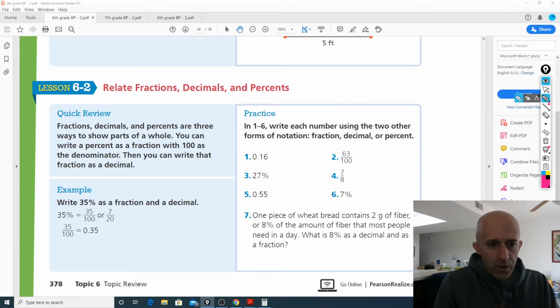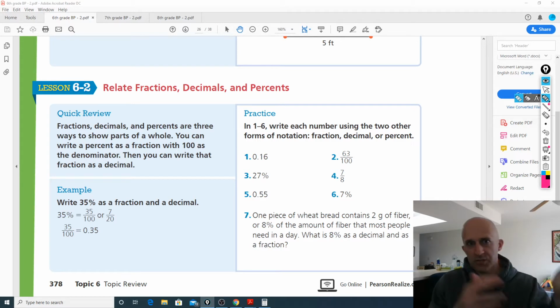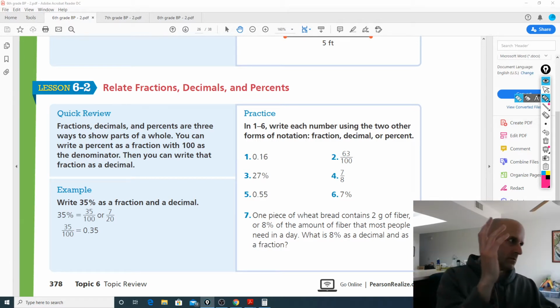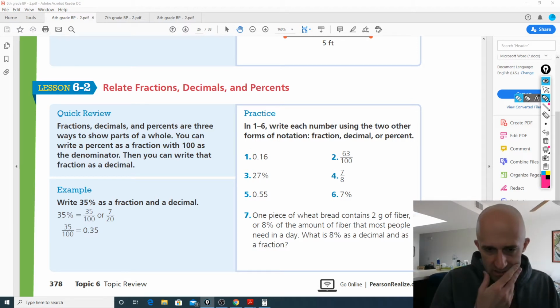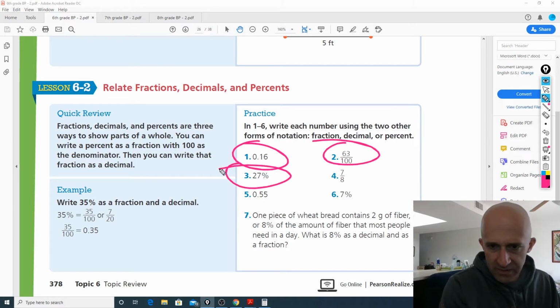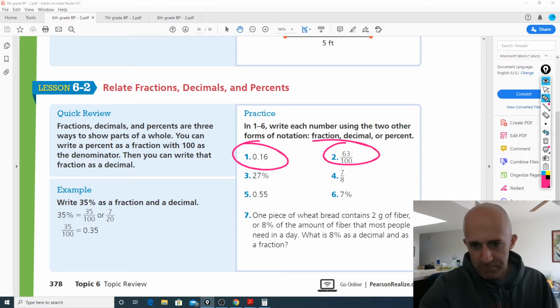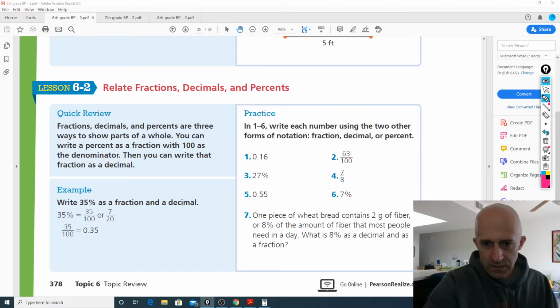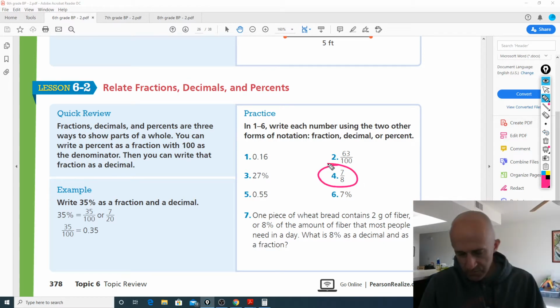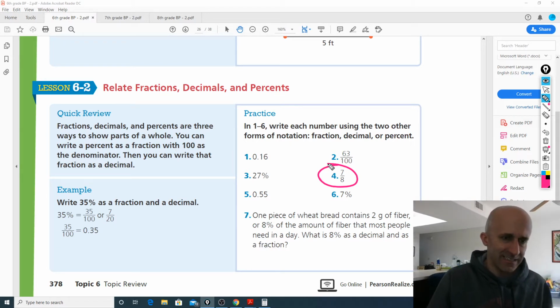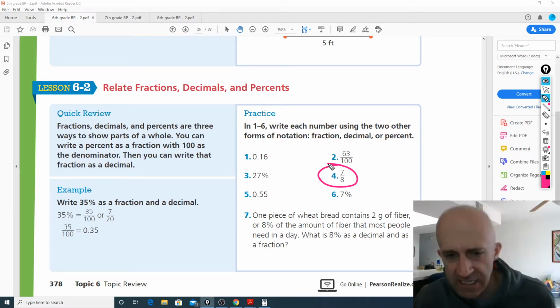So we're dealing with changing a decimal to a fraction, or a decimal to a percent, or a fraction to a percent, or percent to a decimal, and so on and so forth. I know I did numbers one, two, and I think three during the live stream. So let's do number four.